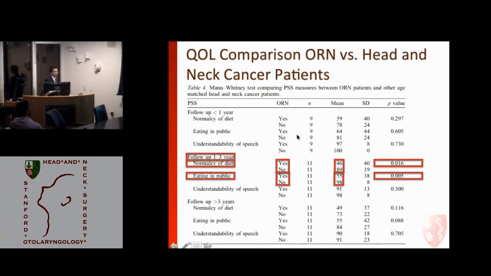And just to show that a little bit more, in this study, this PSS scale is an inventory that's administered to patients, and it's a list of basic questions that they ask patients about the normalcy of their diet, the consistency of it, and whether they're comfortable eating in public. And this is a comparison study, actually, between patients who had, I mean the numbers are small, but had ORN and patients who were treated for head and neck cancer but didn't have ORN. So it's not a comparison between ORN and normal people who have never received any radiation therapy or never had head and neck cancer. But there's just dramatically worse quality of life by this metric in patients with ORN, even compared to their head and neck patients who do not have ORN.